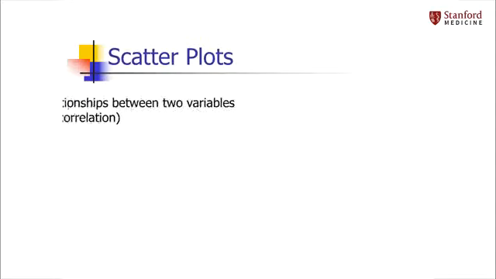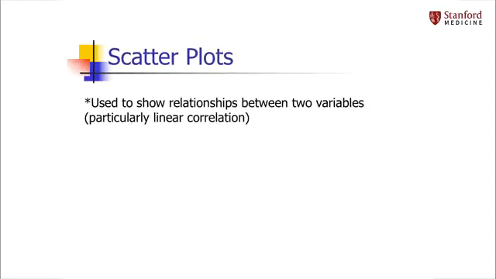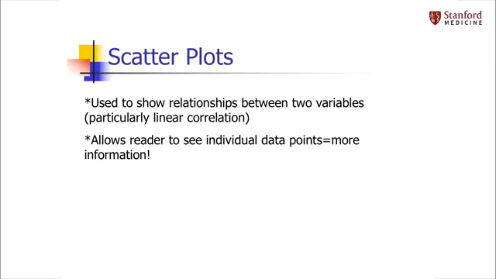Next, scatter plots. Scatter plots are used to show relationships between two variables, usually two continuous or two numeric variables. I love scatter plots because they show all the data. Most graphs and tables just show summary statistics, but you don't get to see all the individual data points. The scatter plot is great because it shows everything about the data. It shows all the individual data points, so it gives you more information.